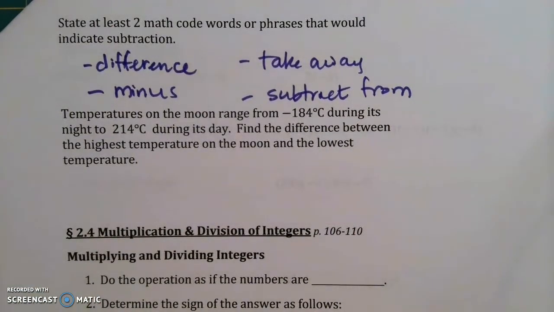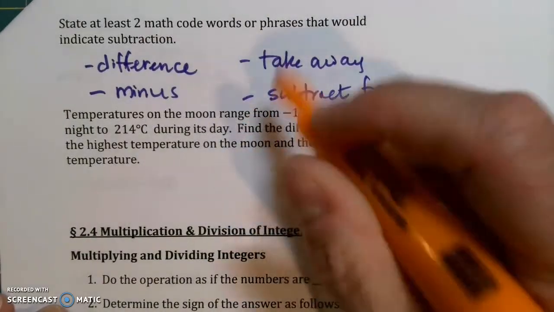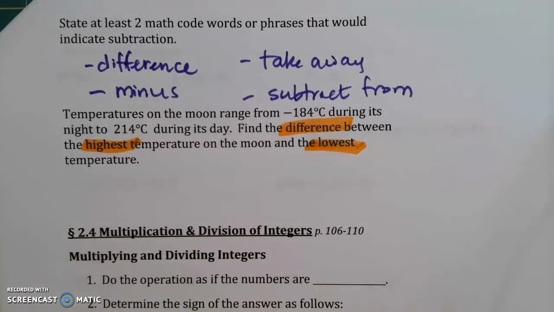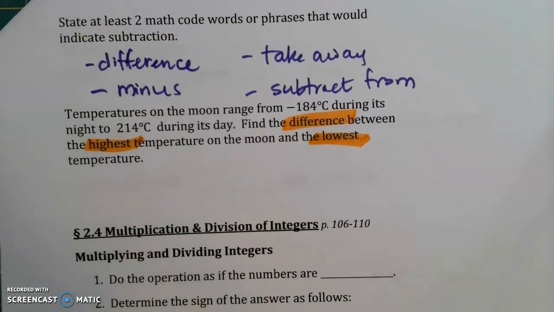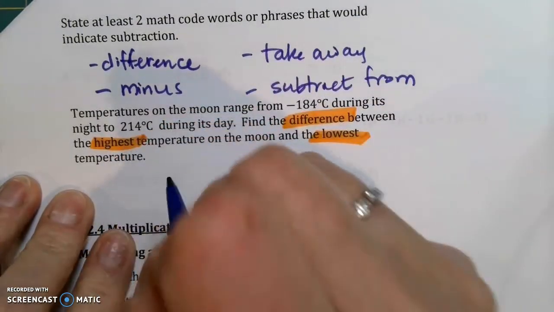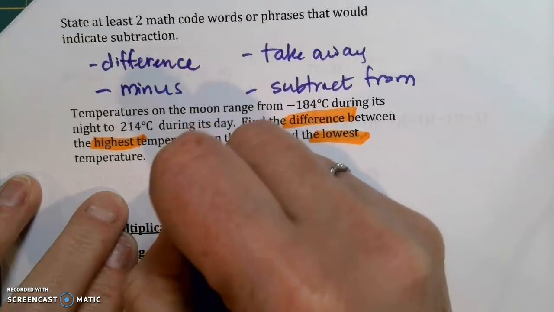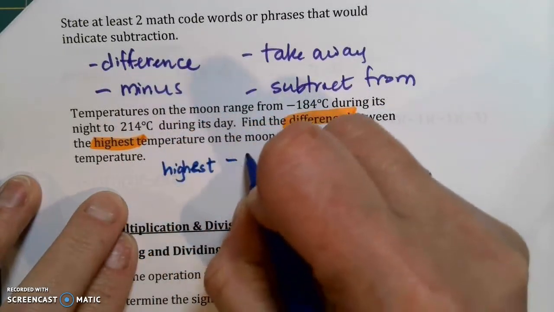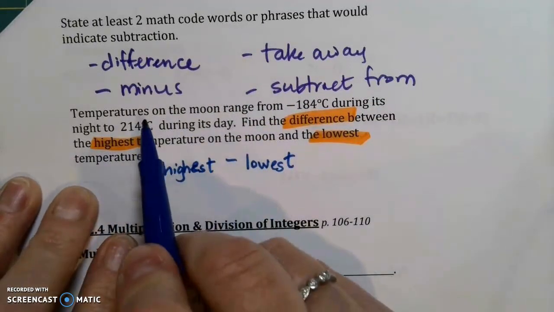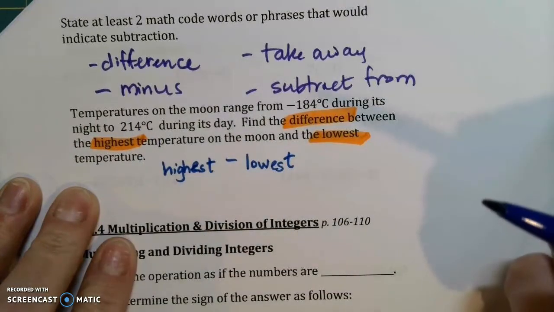So the temperatures on the moon range from negative 148 degrees Celsius during the night to 214 Celsius during the day. And we are looking at finding the difference between the highest and the lowest. So I'm highlighting those because those are going to be the most important words in setting this one up. So if I want to do the difference between the highest and the lowest, and then order is important with subtraction, but if it is written in this way, we are just going to say, all right, the highest one minus the lowest one. So the positive one is going to be the largest one, the highest one.